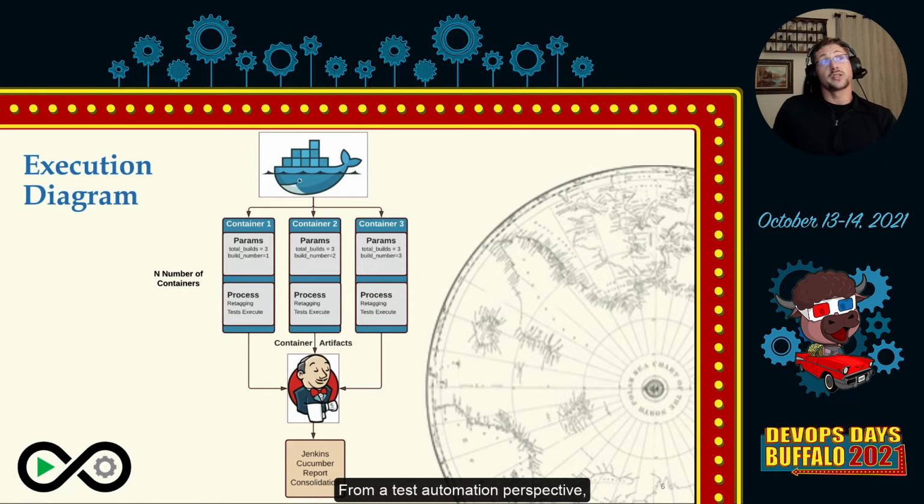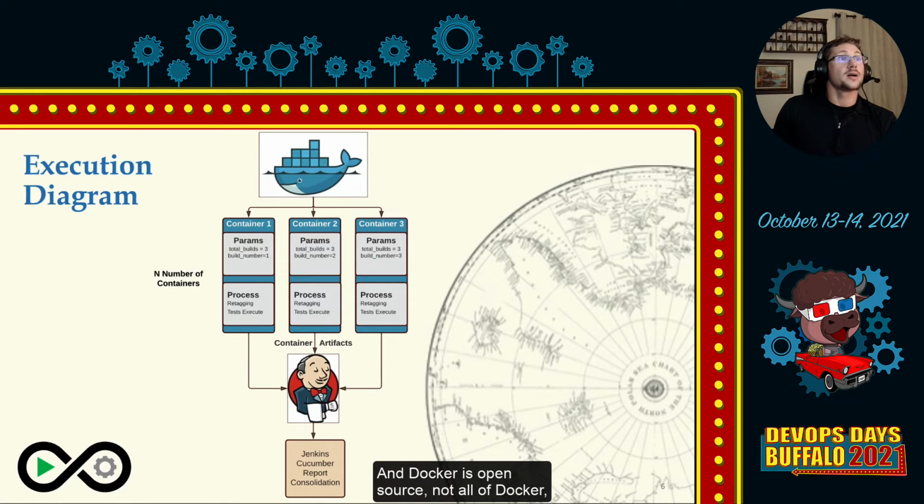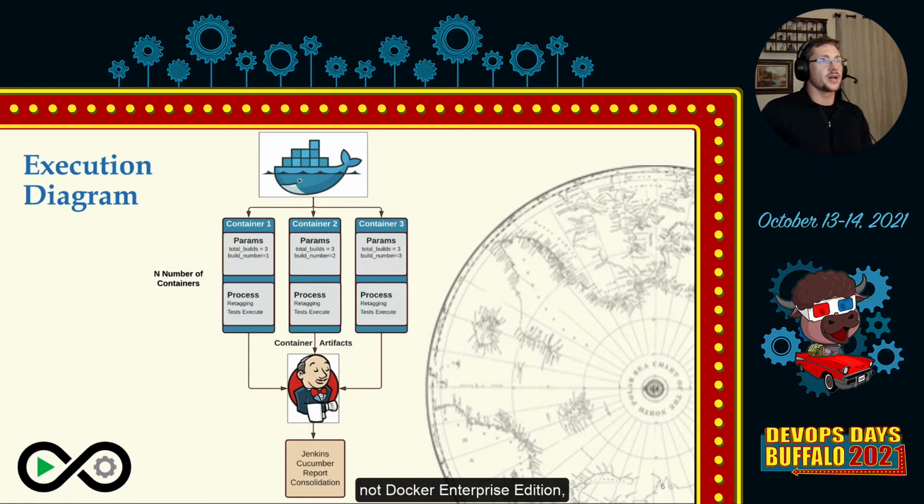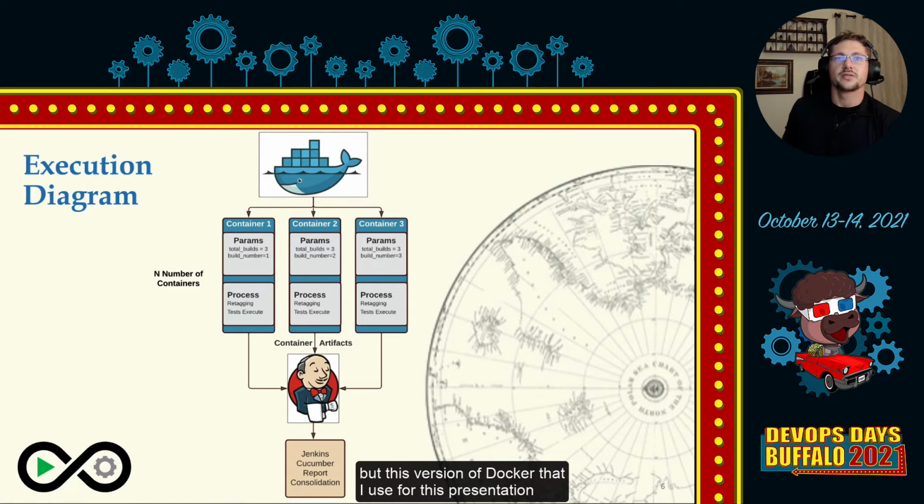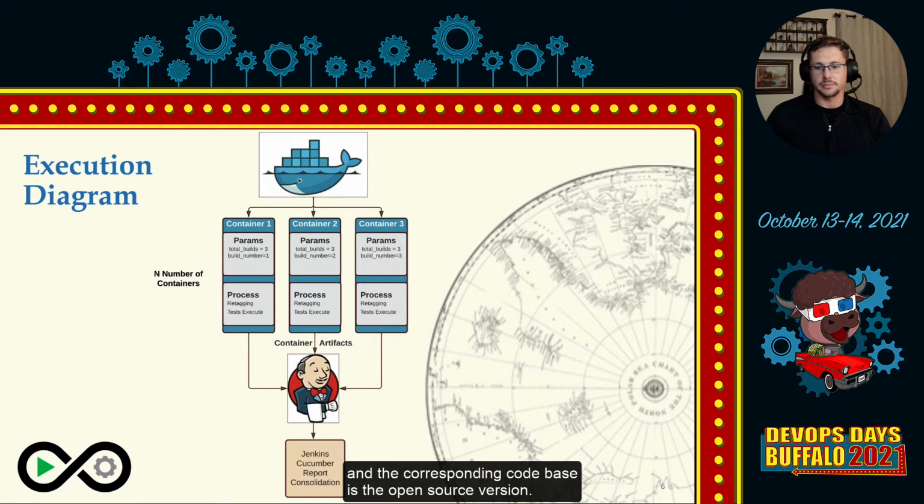From a test automation perspective, Docker gives us parallel automated instances, and dynamic containers in the sense that I can pass environment variables and parameterize those containers to do unique things for me. And Docker is open source. Not all of Docker, not Docker Enterprise Edition, but the version of Docker that I use for this presentation and the corresponding code base is the open source version.